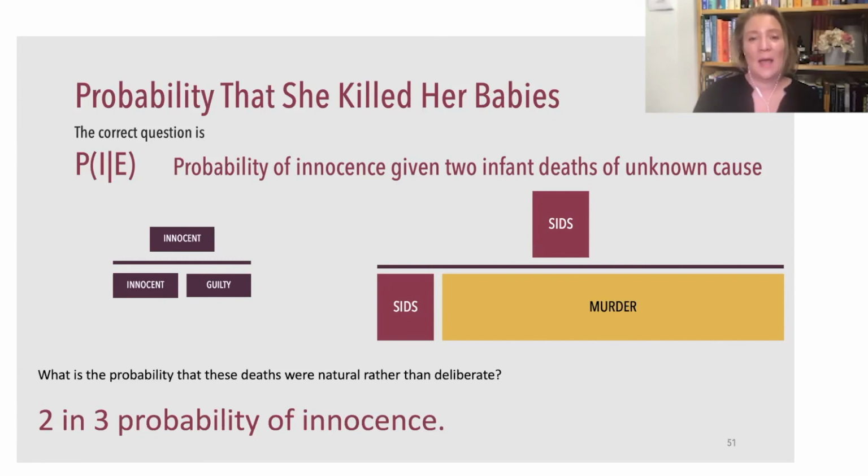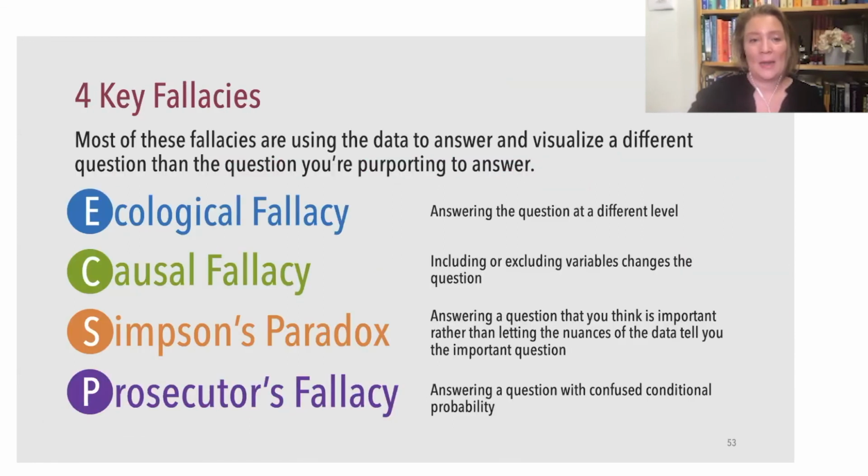So after the big group of mathematicians and statisticians stepped in, Sally Clark was released, but unfortunately it was too late. She later essentially died of alcoholism. And so getting data wrong is very easy, and getting data wrong is very, very problematic.